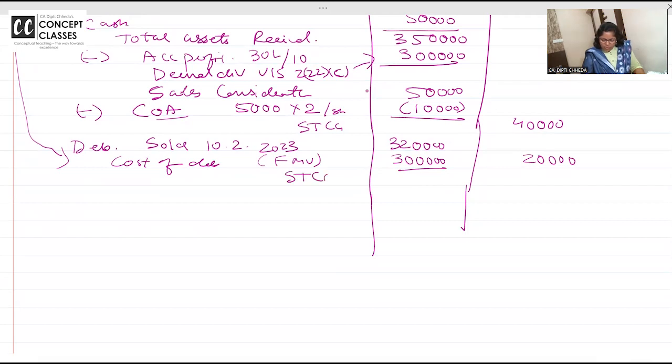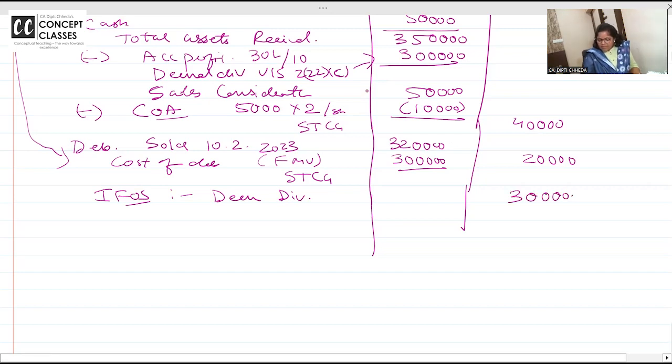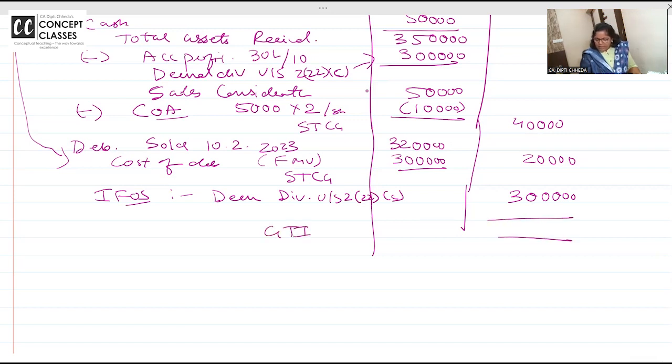20,000 is what, dear student? Short-term capital gain. Again, you got the debentures and within 1 month you have sold them, so short-term capital gain. And now in income from other sources, deemed dividend is 3 lakh. Out of reserves, any amount given to the shareholder in cash or in shares or in debentures or in any form, accumulated profits coming to shareholders, assume deemed dividend under section 2(22)(c). So now you get the gross total income, that is 3,60,000.